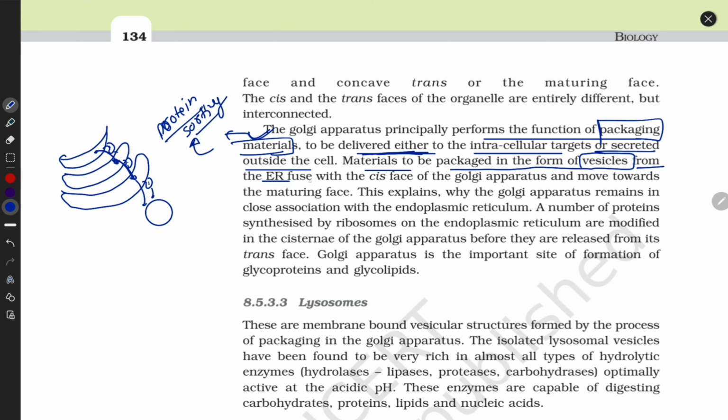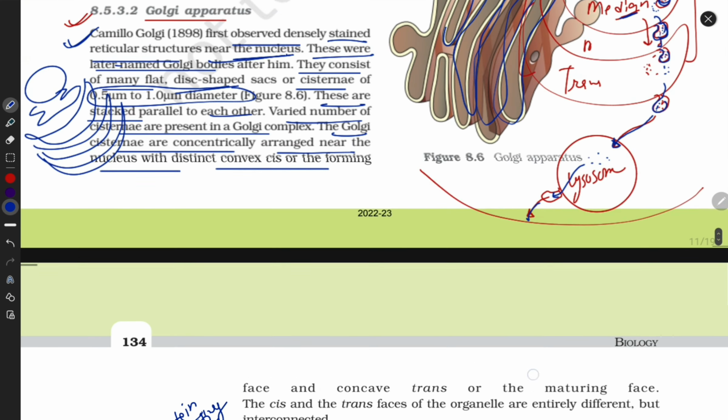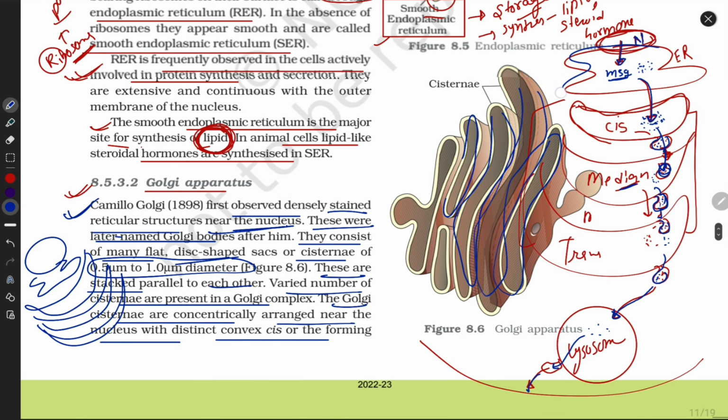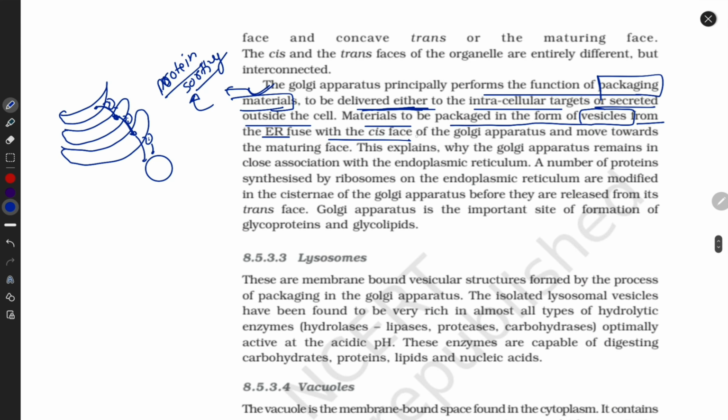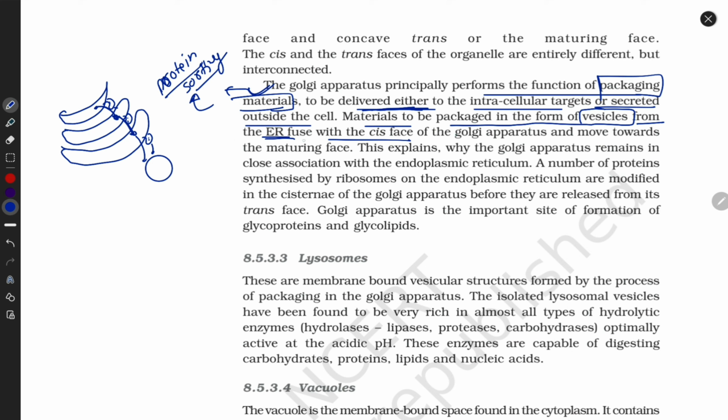From the ER, fused with the cis face. Look here guys. This is the ER and this is the cis. This is the median. This is the trans. Vesicles from the ER fuse with the cis face of the Golgi apparatus and move towards the mature face. This is the new median and trans. This is the mature and this is the newly formed Golgi apparatus.